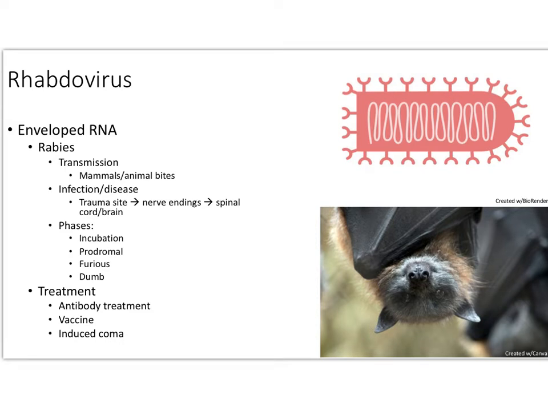In terms of rabies prevention, of course, there are vaccines that are given to domesticated animals, whether they're household domesticated animals or ones that we use in livestock.